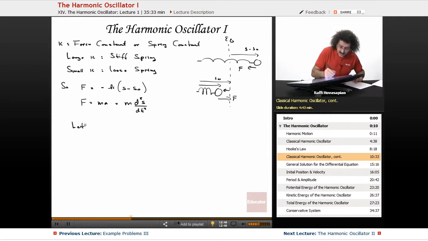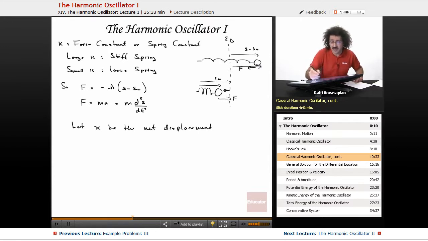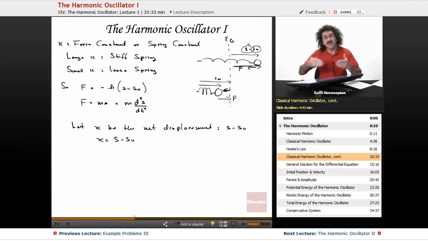Now, let x be the net displacement. And net displacement means this distance, the actual distance I've pulled or pushed away from the equilibrium position. So this is x, and this is x. Net displacement. In other words, it is s minus s0. So mathematically, we're going to let x equal s minus s0 because we're ultimately concerned with, so s0 is the initial, s is the final. The difference between them is the displacement. Okay, so x equals s minus s0, which means that s equals x plus s0.